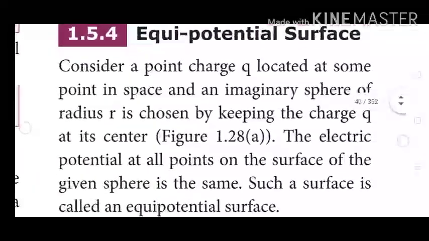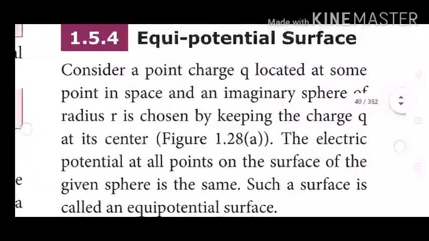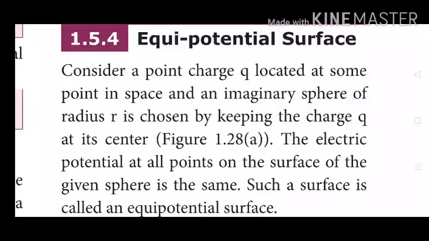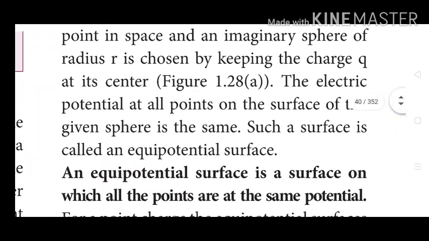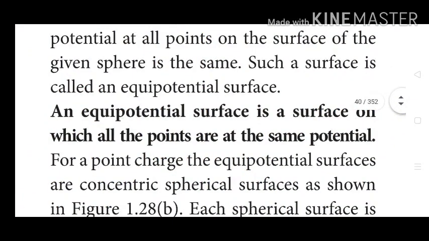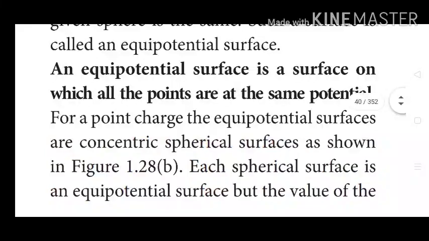The next topic of the day is equipotential surface. Consider a point charge q located at some point in space, and an imaginary sphere of radius r is chosen by keeping the charge q at its center. The electric potential at all points on the surface of the given sphere is the same. Such a surface is called an equipotential surface. That means a surface on which all points have the same potential is called an equipotential surface.